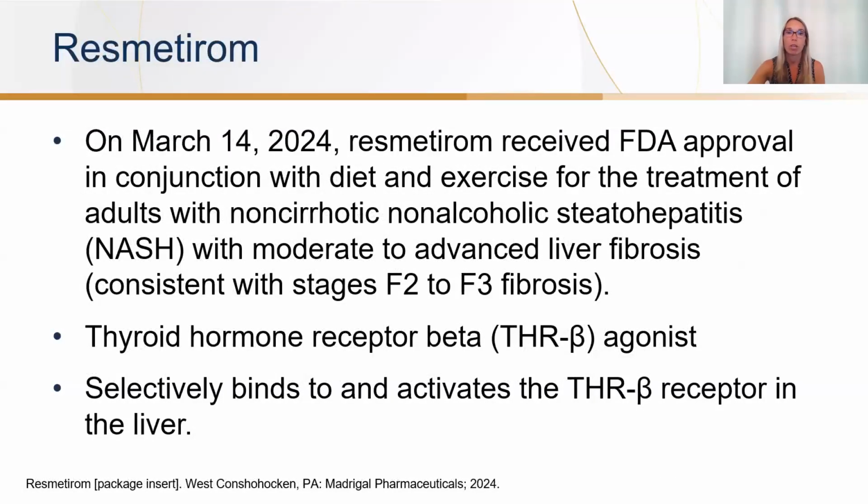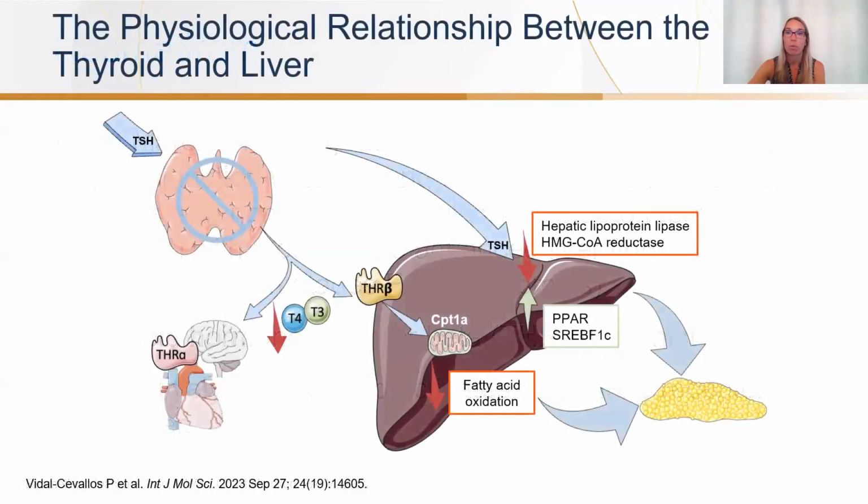And then resmetirom was approved last year on March 14th, 2024. It received accelerated approval by the FDA. We want to utilize resmetirom in conjunction with diet and exercise for the treatment of our adult population without cirrhosis, with moderate to advanced liver fibrosis, so those stages of 2 and 3. This is a thyroid hormone receptor beta agonist. It works by selectively binding to and activating the THR beta receptor in the liver.